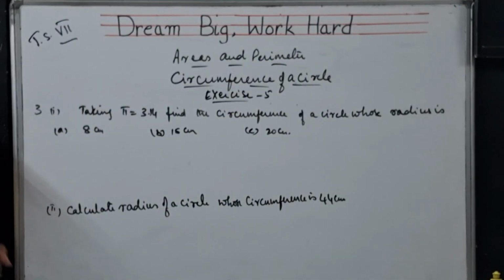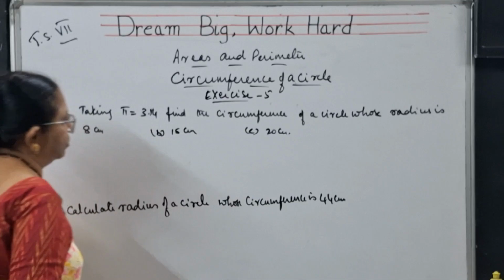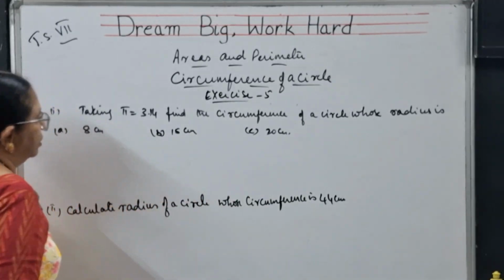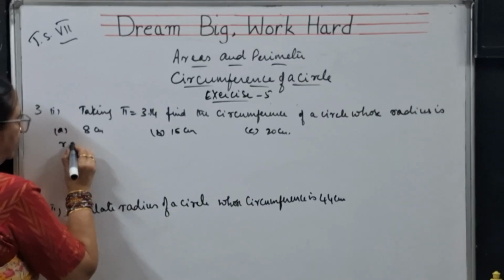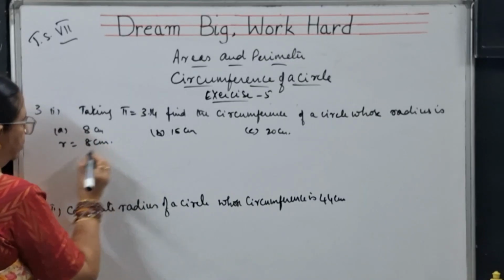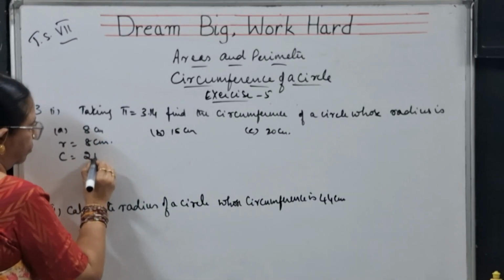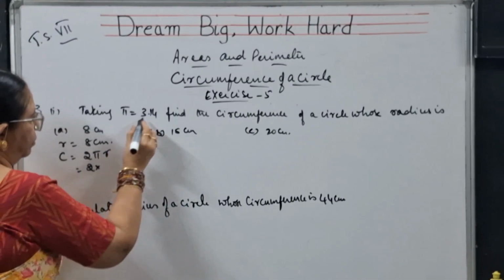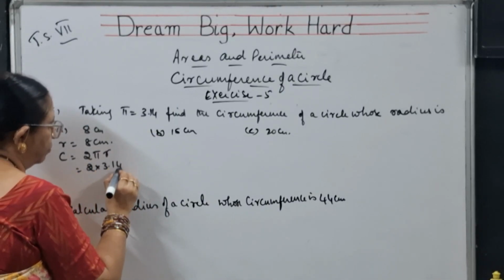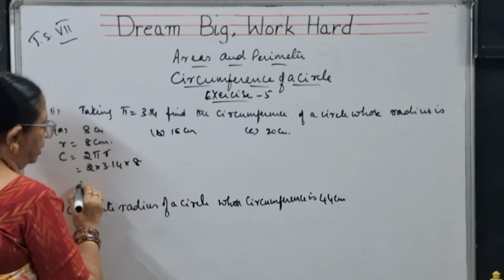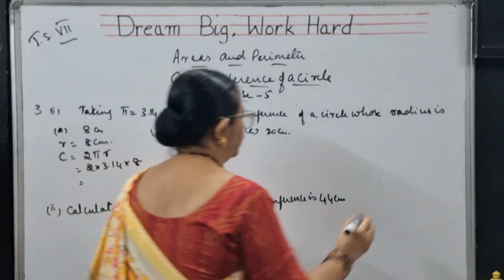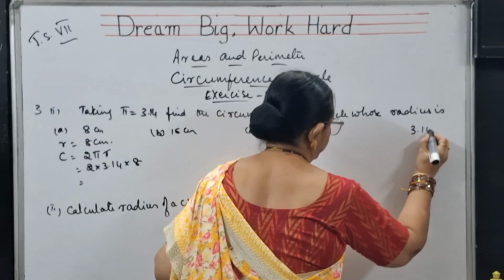Now, third problem, children. Taking pi is equal to 3.14, find the circumference of a circle whose radius is 8 centimeters, 15 centimeters, 20 centimeters. So, let us see this. Radius is 8 centimeters. Circumference is 2 pi r. That is 2 into pi value, they have taken 3.14, into radius is 8. Actually, 8 twos are 16. 16 into 3.14.